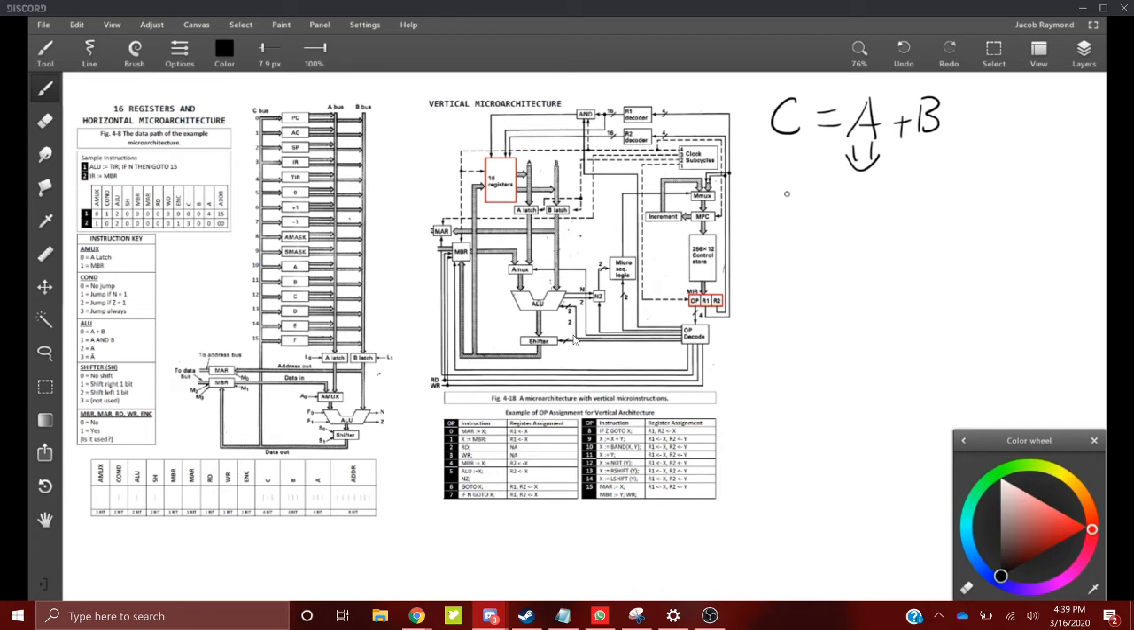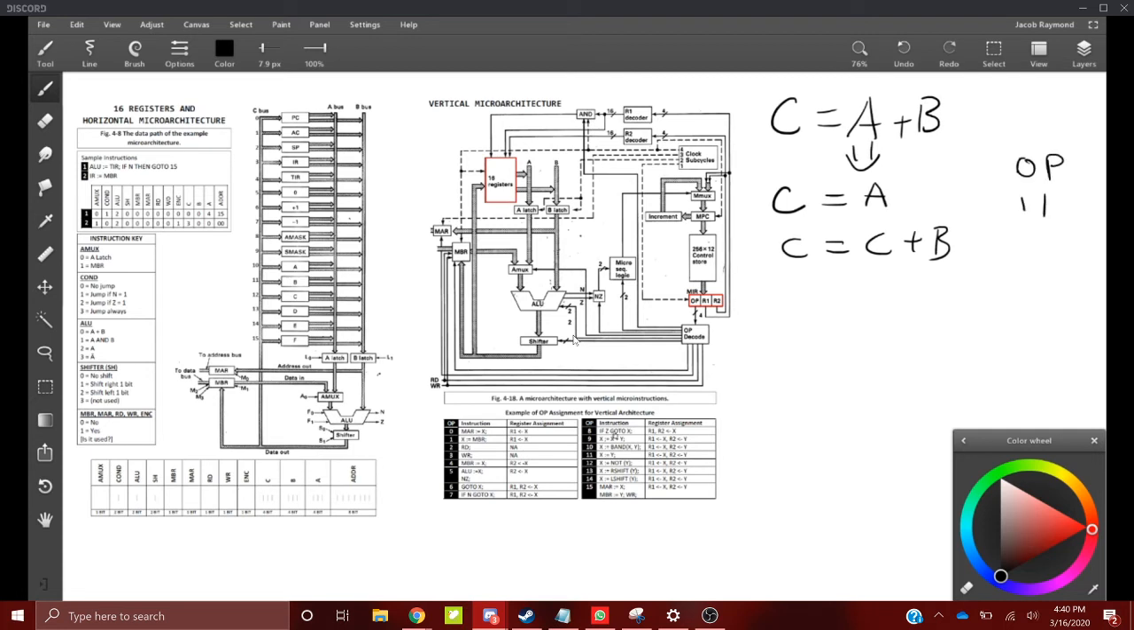So here, the first thing that I would do is C equals A. So I would just move A into C, and then I would do C equals C plus B. And we can see that will, in fact, implement this operation. And you'll see here, the C equals A is just op number 11.